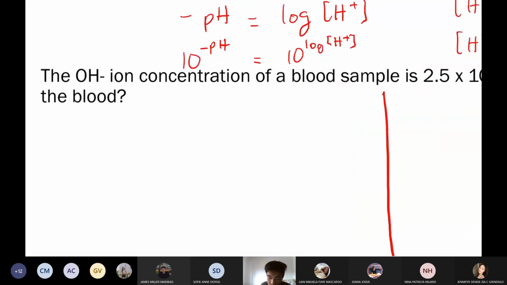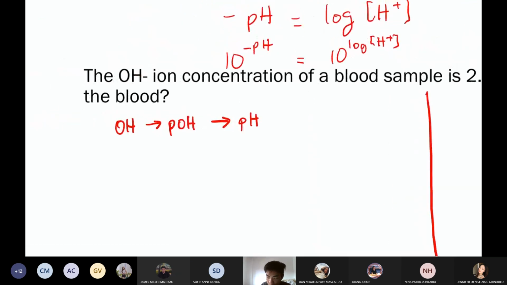Okay, so pwede mo gawin from the OH, convert mo siya sa POH, then i-convert mo siya sa pH. Okay, so yung OH to POH, negative log yan. Yung POH to pH, gamitin mo yung pH plus POH equals to 14. Okay? So, gawin natin yan.